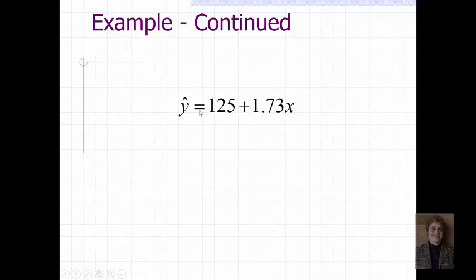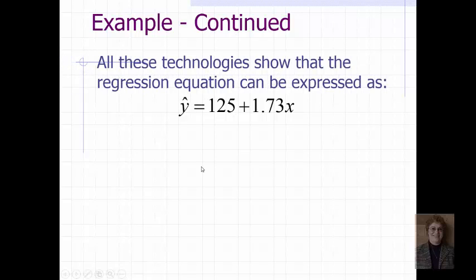Our predicted y is 125 plus 1.73 times x. So let's think about what this tells us. This tells us if there's no length to the shoe print, our man will be 125 centimeters tall. Not going to happen. But for every 1 centimeter in length of the shoe print, our predicted height will increase by 1.73 centimeters.